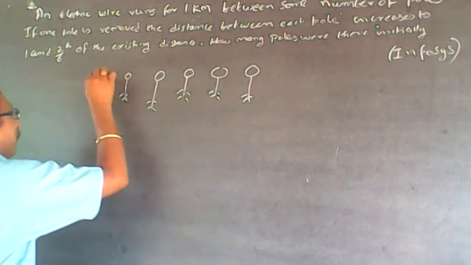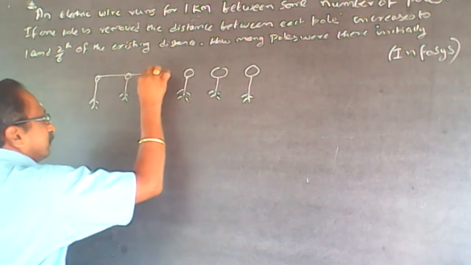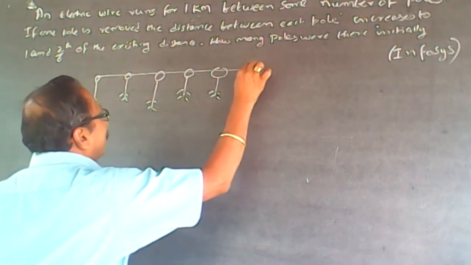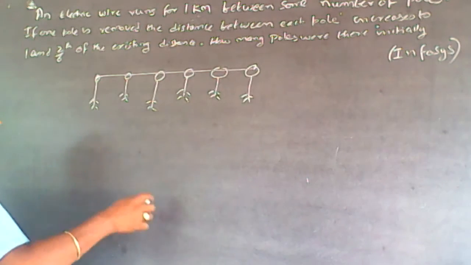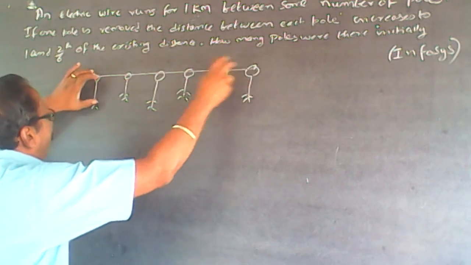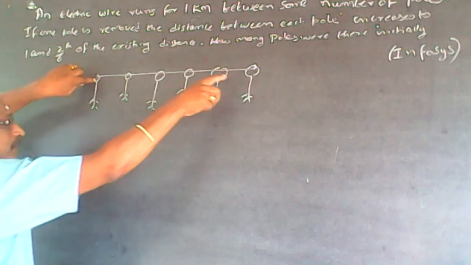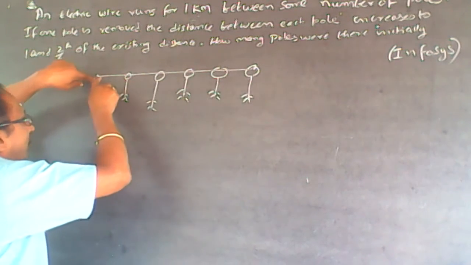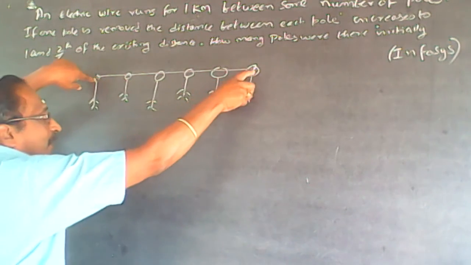So the 1 kilometer will be from this end to this end. This will be the 1 kilometer distance. So both the extreme poles should be taken into account. One end of the wire will be here, the other end of the wire will be here.